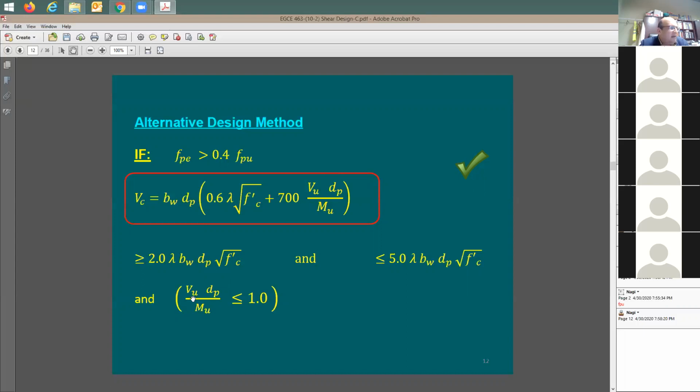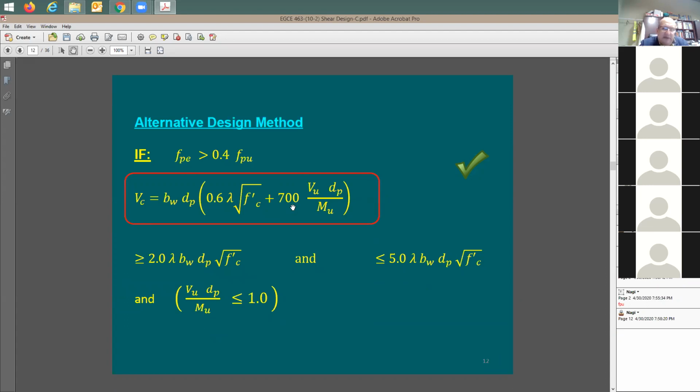So you can say VU dP divided by M sub U max is going to be equal to 1. In most cases, it's going to be more than 1. You do your analysis, multiply by dP. Don't forget that this is all in inches, right? So this dP is going to be in inches because this equation is also in psi.